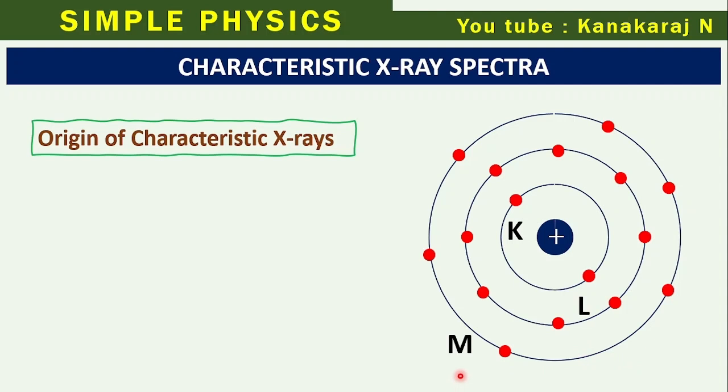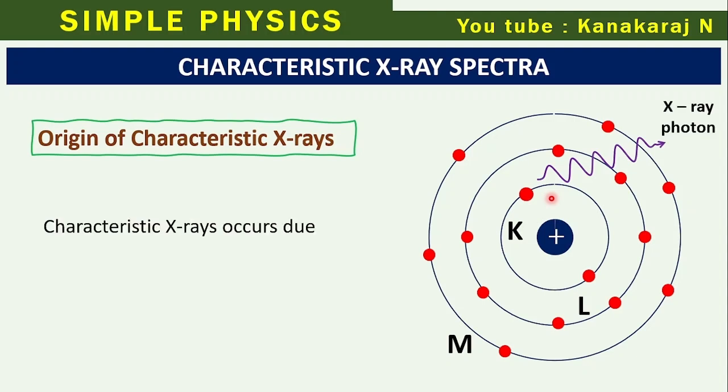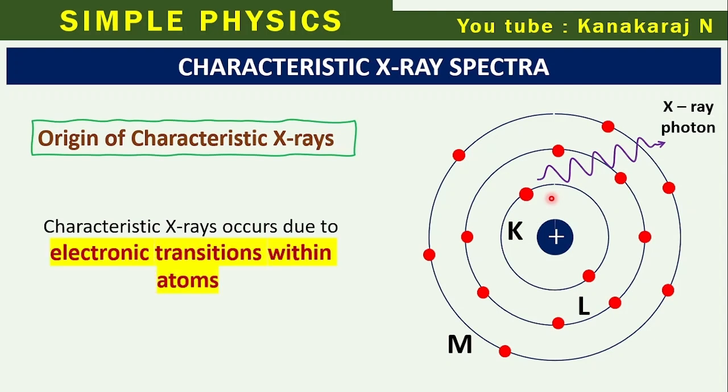A fast moving electron hits a K shell electron and removes it. So, at the K shell, a vacancy is created. To fill this vacancy, an electron from the L shell jumps down, which causes a photon emission. This is an X-ray photon. Characteristic X-ray occurs due to electronic transition within atoms.